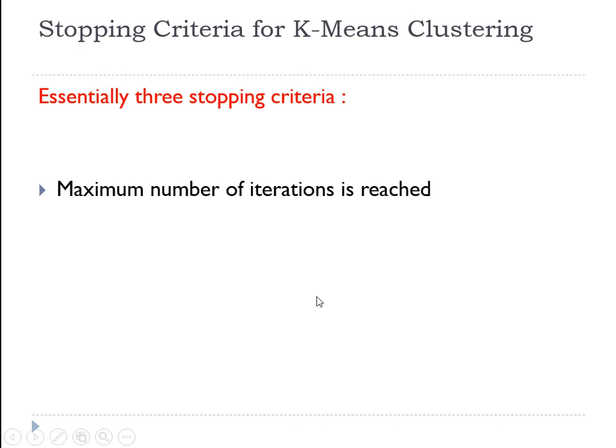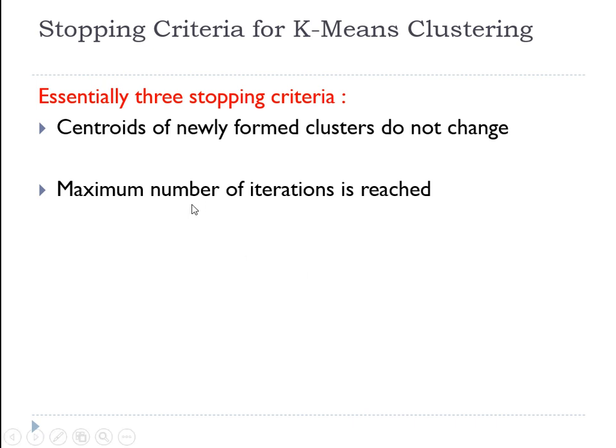So the next question is how long? What is the stopping criteria for k-means clustering? How long is the iteration done, how long will step 3 and 4 be repeated? Basically there are 3 stopping criteria. Maybe you can define the maximum number of iterations in your algorithm. Or even before reaching the maximum number of iterations, suppose the centroids are not moving, the centroids of the newly formed clusters do not change anymore, then that can also become a stopping criteria. Or maybe the data points are remaining in the same cluster, that can also become a stopping criteria.